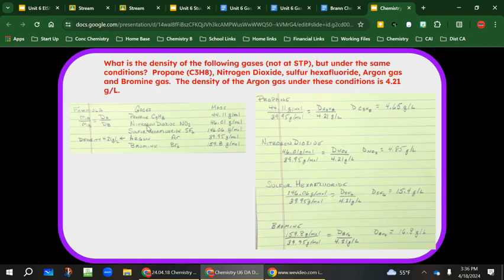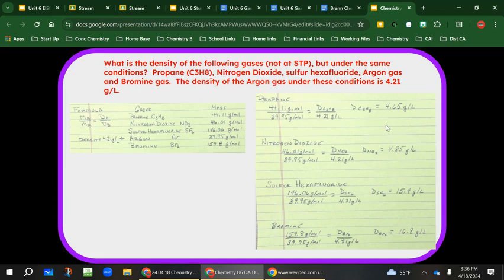First thing I did was I found the formula masses of all of the gases, assuming that we had 1 mole of each. The formula that I'm going to use is the mass of A over the mass of B is proportional to the density of A over the density of B, and I'm given the density of argon gas. So argon gas mass and density are going to go into the bottom of this formula.